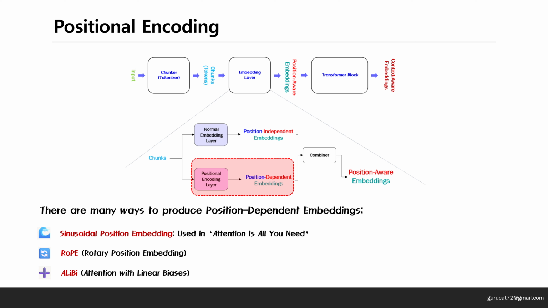See this positional encoding layer we just talked about? It turns out there are many different ways to implement this thing. For example, Method 1, Sinusoidal Position Embedding. This is the original method from the Attention Is All You Need paper, which uses sine and cosine waves. Method 2, RoPE, Rotary Position Embedding. This is what modern models like Llama use. Rotating vectors in high-dimensional space. Method 3, ALiBi, Attention with Linear Biases. An even newer approach which adds biases directly to attention scores. All three solve the same problem, injecting position information, but they do it in different ways. People are still finding better ways to do this.